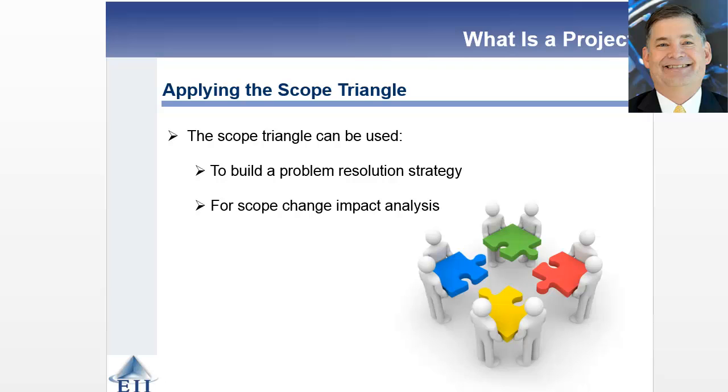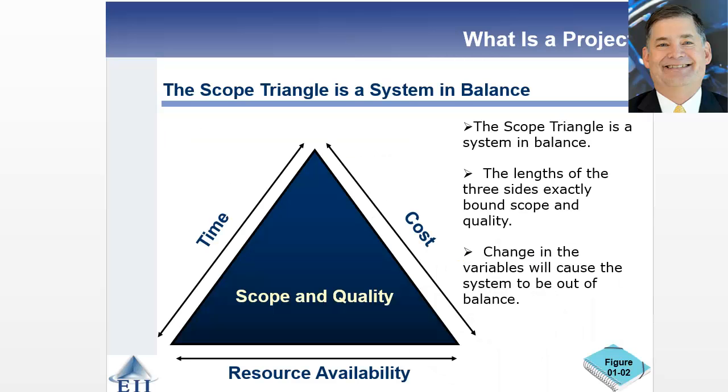Here are two of the larger applications of a scope triangle. If you run into a problem or issue associated with a particular project, it's going to help you in that kind of problem resolution strategy. And then as you're going through most projects, you're going to get new requests, new requirements that come in, and you have to figure out how am I going to accommodate those new requirements? That leads to a scope change impact analysis. And again, going back and looking at that scope triangle and trying to determine where it fits in terms of adjudicating one of those changes is going to be important.